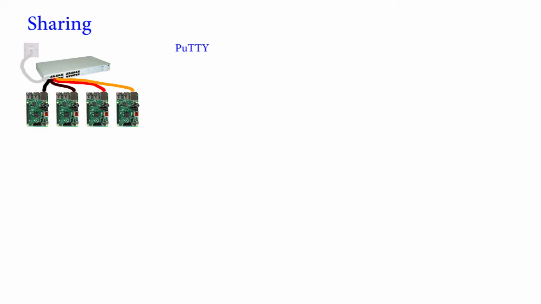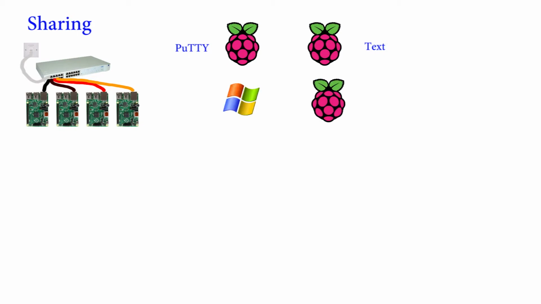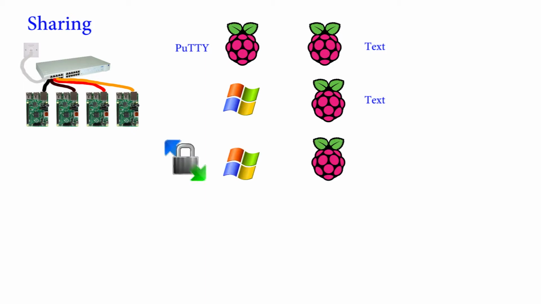PuTTY allows us to link a Pi to another Pi using the text interface. It also allows us to connect a Windows machine to the Pi, again with a text interface. WinSCP allows us to connect Windows to the Pi using a graphical interface. In this section, we're going to connect a Windows graphical interface to a Pi graphical interface. To do this, we need to install software on both a Windows machine and the Pi before we can connect them, and this is how it's done.